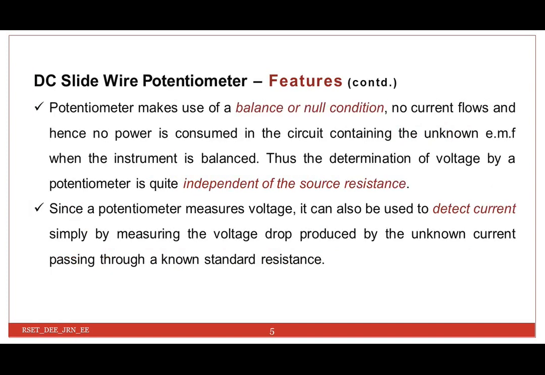Now potentiometers make use of a balance or null condition, that is, no current flows and hence no power is consumed in the circuit containing the unknown EMF when the instrument is balanced. Thus the determination of voltage by a potentiometer is quite independent of the source resistance. So it's an important advantage. Since a potentiometer measures voltage, it can also be used to measure current simply by measuring the voltage drop produced by the unknown current passing through a known standard resistance.